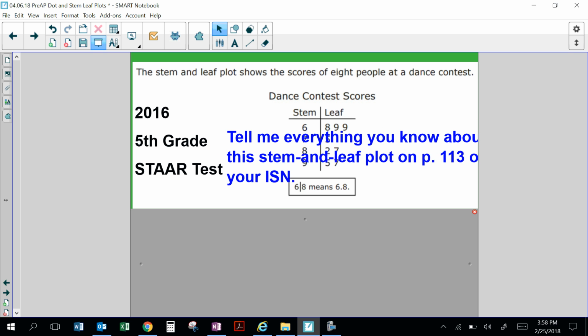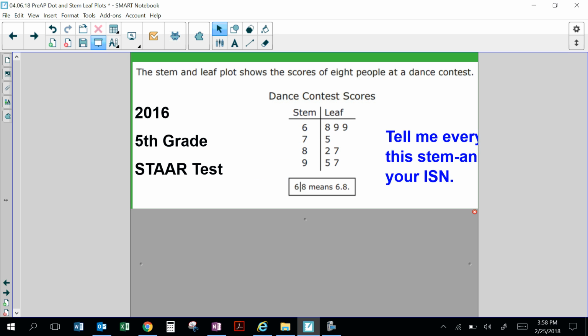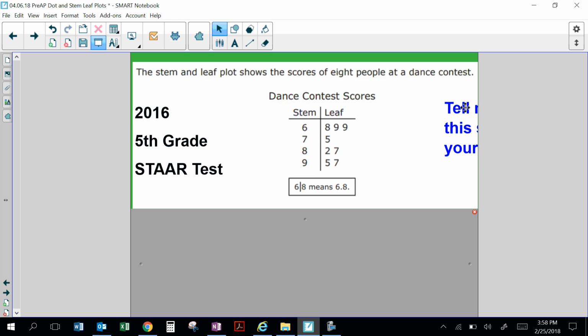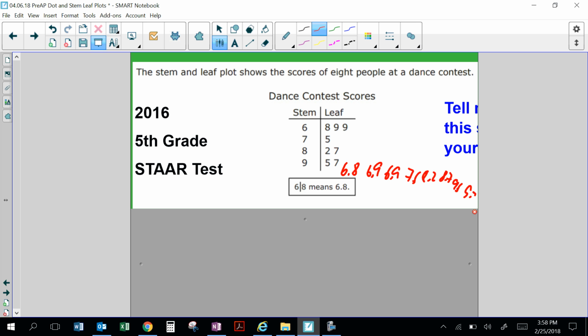Can you tell me everything you know about this one? I just said some of it. What can you interpret from that? Well, the lowest score was 6.8, or the minimum. The maximum score was 9.7. The median score, the halfway point, you know what, I'm going to write them out first. So I see 6.8, 6.9, 6.9, 7.5, 8.2, 8.7, 9.5, 9.7.